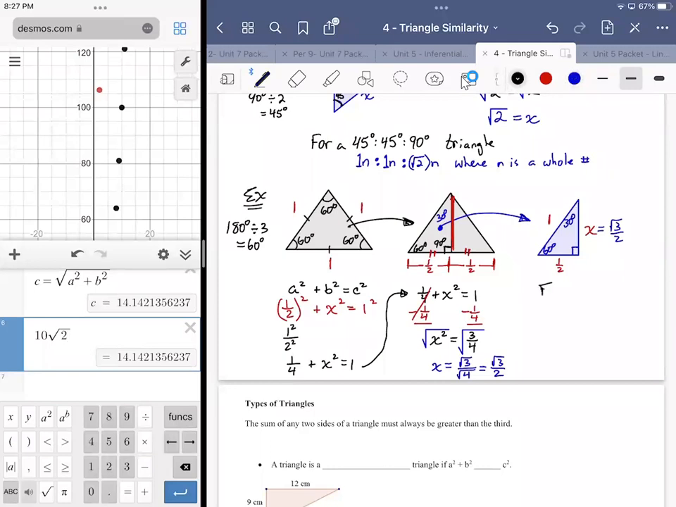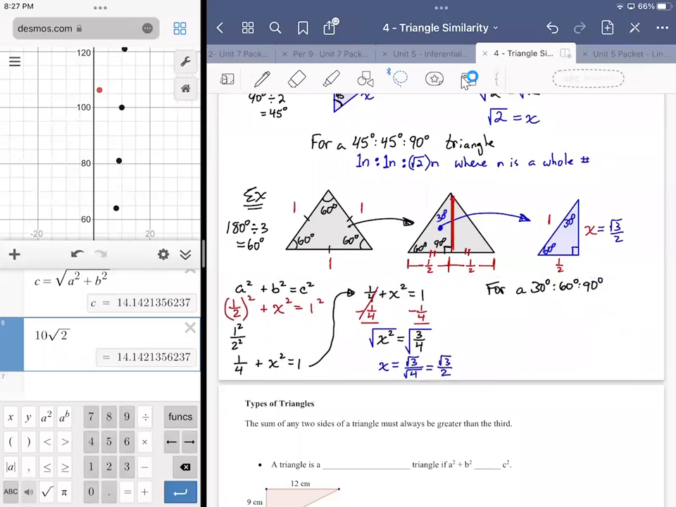So for a 30, 60, 90 degree triangle, opposite the 30-degree angle is going to be a 1/2. Opposite the 60-degree angle is going to be a radical 3 over 2. And opposite the 90-degree angle is going to be a 1.